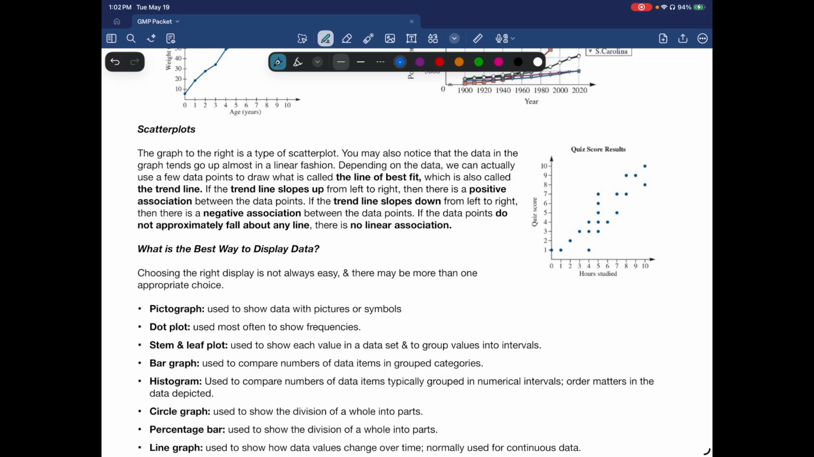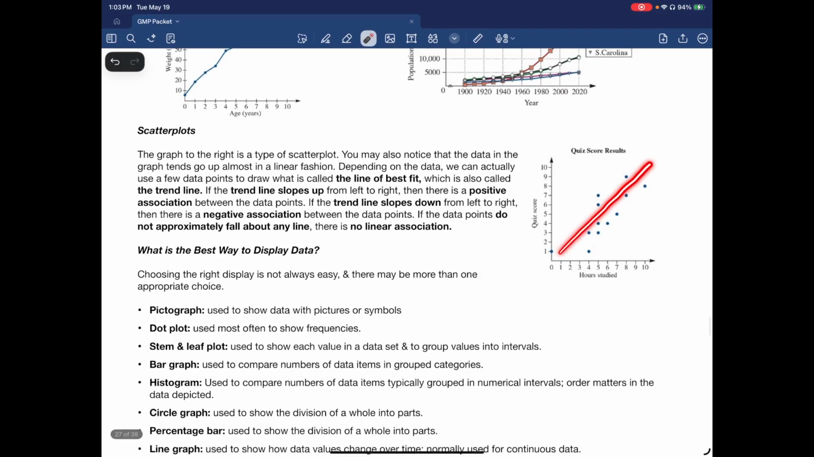Now, scatter plot, the graph to the right is a type of scatter plot. You may also notice that the graph tends to go up almost in a linear fashion. Depending on the data, we can actually use a few data points to find what is called the line of best fit, which is also called the trend line. So if I were to pick a point or two on both sides, and then connect the dots, you could kind of see that the graph, even though it's not an exact line, is kind of going up like this. And so that would be the line of best fit.